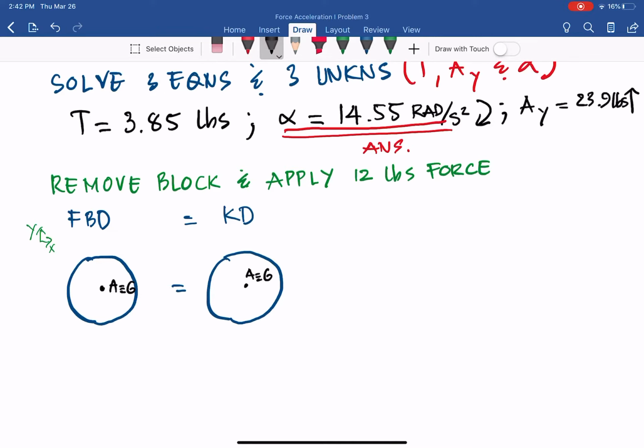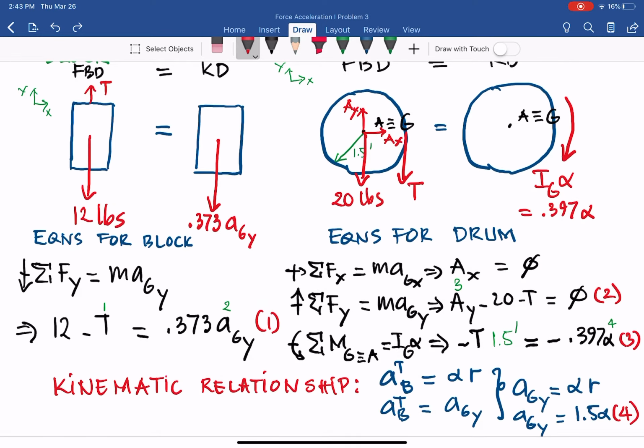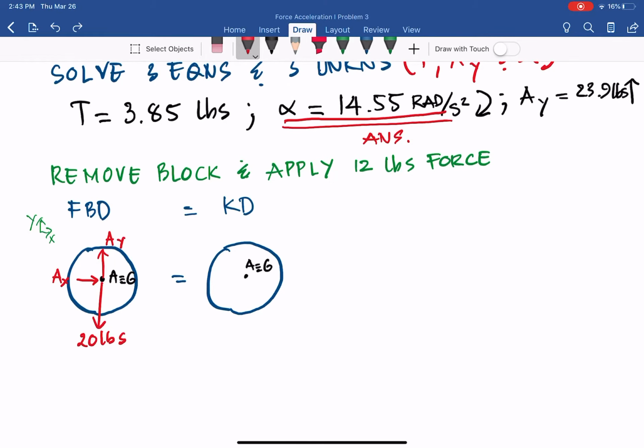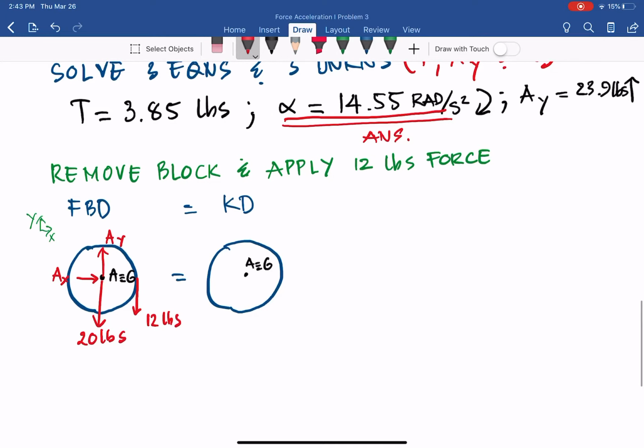And the free body diagram will be the same. You will have AY, you will have AX, and you will have the weight, in this case 20 pounds, and the force applied. The force applied is not the block, so the force is applied directly to the drum, so instead of T, now it will be 12 pounds. The question gives us 12 pounds. When the 12 pounds is applied, A is fixed, so again you know m a_Gx, m a_Gy, only I_G alpha.